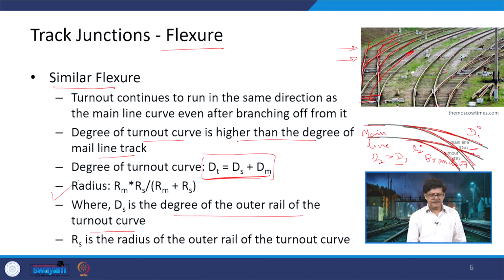Similarly, the radius can also be looked at, and the radius is given by Rm into Rs divided by Rm plus Rs, where Rs again is the radius of the outer curve in the turnout design.